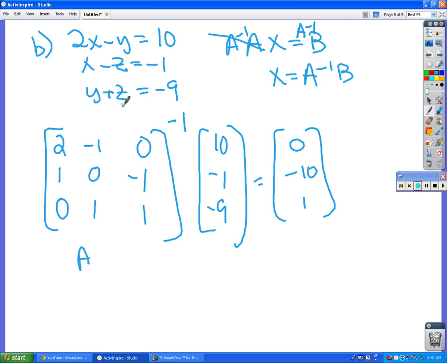Wait, so if you use the calculator, you're going to do the A, and then the negative 1 first, and then you multiply it by? B. By B. And that will equal your answer.